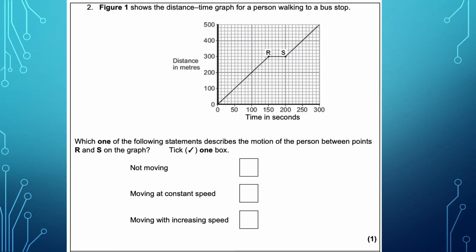All right, number 2. Figure 1 shows a distance time graph, key thing, distance time, for a person walking to a bus stop. Which one of the following statements describes the motion of the person between points R and S on the graph? If you look at R and S, this person walking to a bus stop traveled 0 meters in 50 seconds. So 0 meters in 50 seconds looks like someone is not moving at all. So you just want to tick the correct box, which is they're not moving. Okay? So that's number 2. Really easy, straightforward, 33.33% chance. If you don't know the answer, just guess.